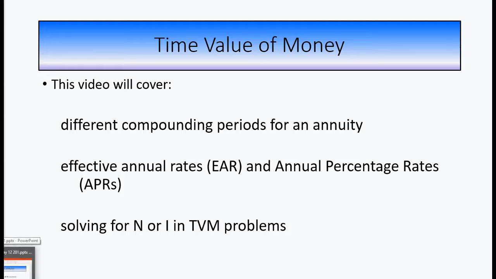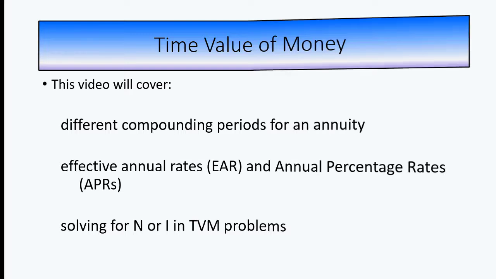This video will continue the series I have on time value of money. In this video, we'll look at different compounding periods for an annuity. That'll lead us into effective annual interest rates. And then we'll look at techniques for solving problems for the number of periods N or solving for the interest rate. So now let's move on to pencil and paper to do the analysis.